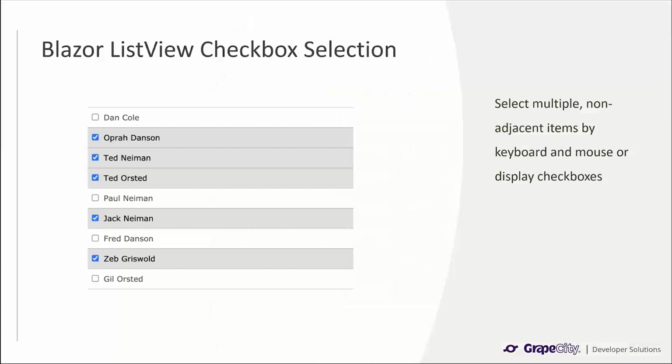And lastly, for Blazor, our list view now supports multiple item selection using the mouse and keyboard with checkboxes. Just simply set the Show Checkboxes property to display the checkboxes. Previously, we did support multiple adjacent item selection.